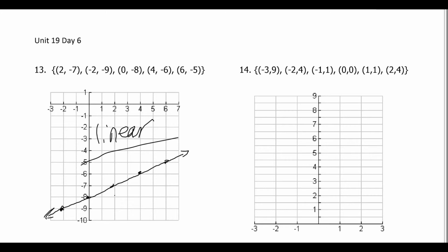Alright, now number 14. Okay, we go negative 3 up 9. Negative 2 up 4. Negative 1 up 1. 0, 0. Over 1 up 1. Over 2 up 4. And, of course, that point would be there too, up there at 3, 9. So, this is a quadratic. And not only is it a quadratic, it's the quadratic parent function, which is really kind of cool.